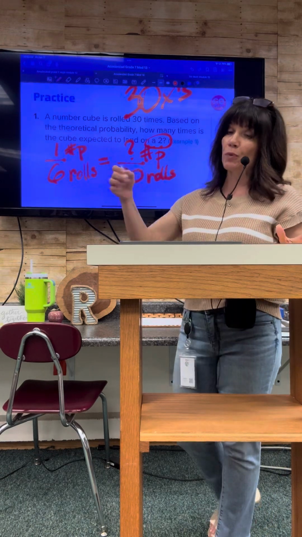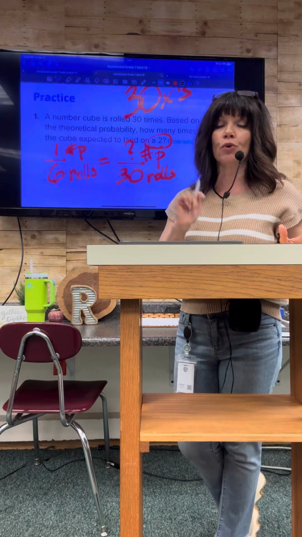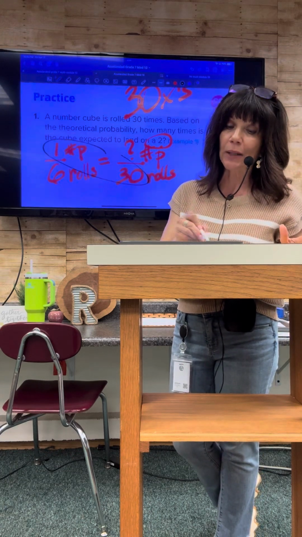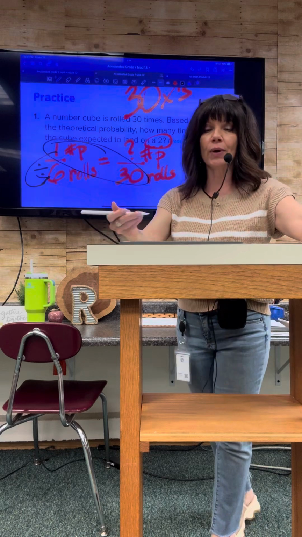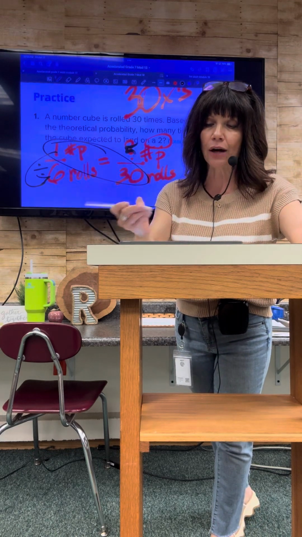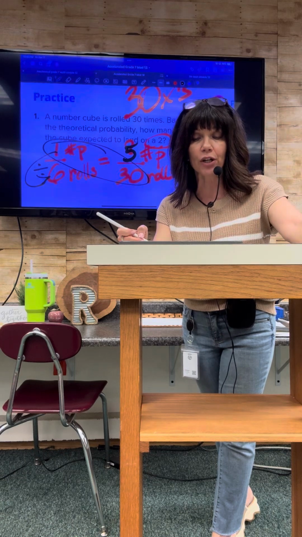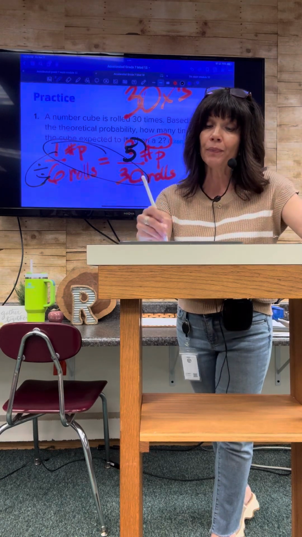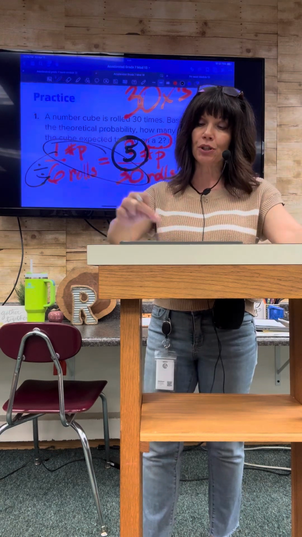Then, of course, as per usual, and you might see another way, it's okay, at least know for sure how to always do it: cross multiply, divide by the lonely number. What do you get, class? 5. Do I have any questions on how we now know our answer of how many times the cube is expected to land on a 2? We would say what number? 5. Exactly 5. Okay, move on to item number 2.